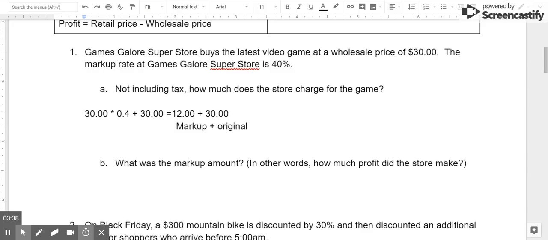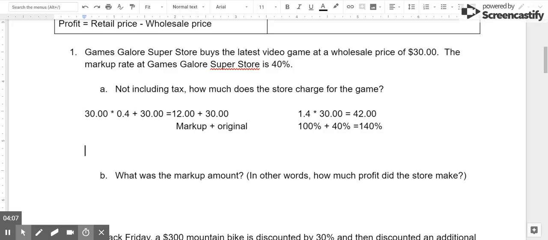Another way that I could have calculated this would have been taking 1.4 times 30. Here's where those numbers are coming from. 1.4 represents 100% of the price the store paid for the game, plus 40%, the markup rate. So that's where that 1.4 is coming from. That's coming from 140% turned into a decimal to give us the same answer of $42. So in other words, not including tax, the store charged $42 for the game.